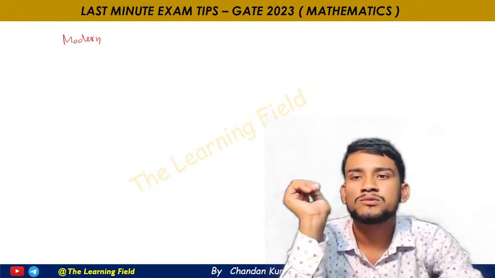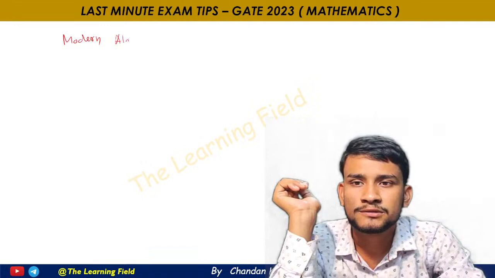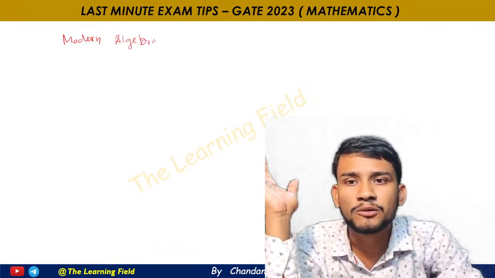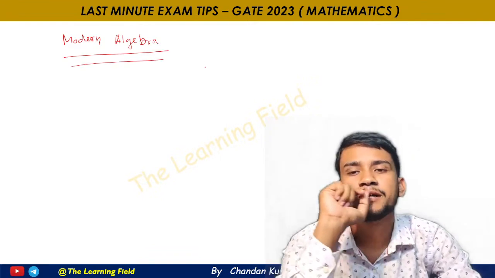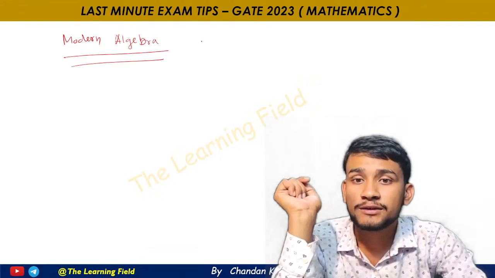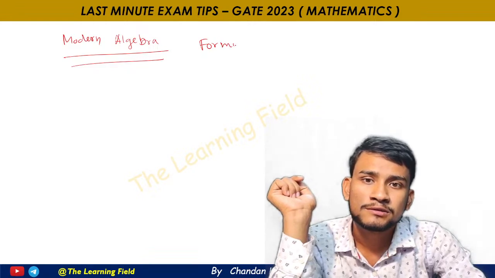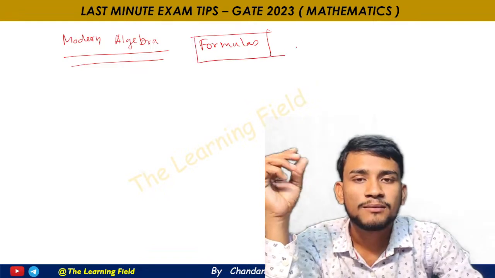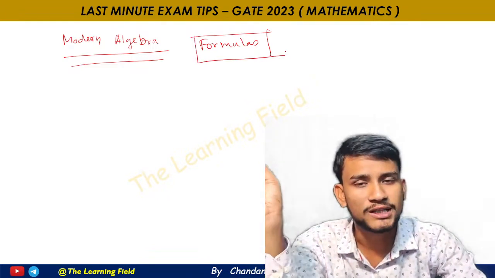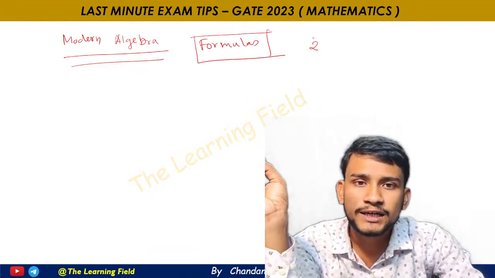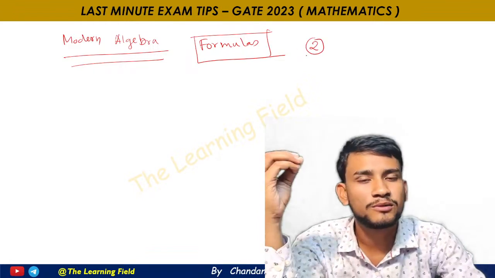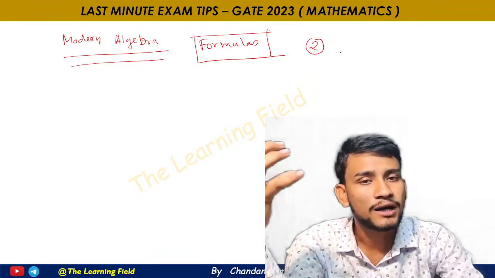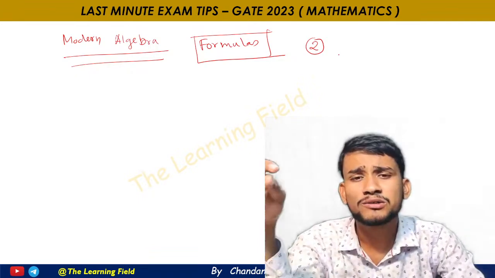So the next one is modern algebra. Modern algebra is a very big topic, but you can just see the formulas. I recommend that you just see the formulas and shortcut tricks from modern algebra, and you can obviously get at least 2 marks from modern algebra. Some questions of modern algebra are very hard. You cannot solve them in the exam hall.